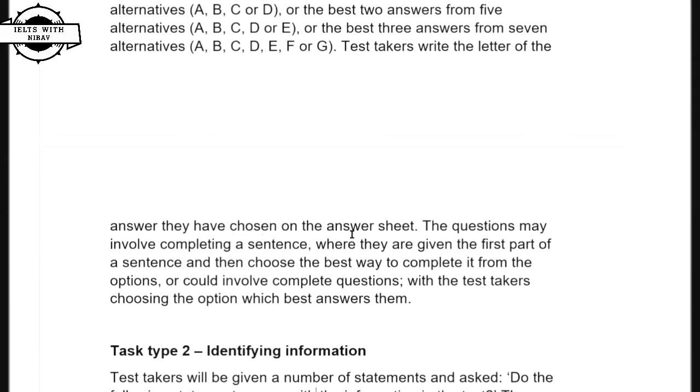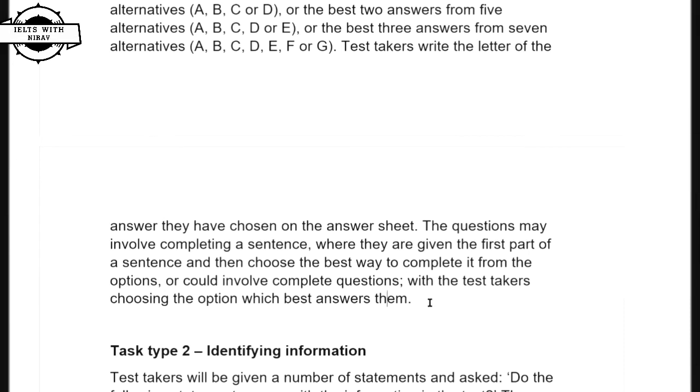Write the answer you have chosen on the answer sheet. The questions may involve completing a sentence, where they give the first part of a sentence and you choose the best way to complete it from the options, or they could be complete questions, with the test taker choosing the option which best answers them. Most of the time you will get a question like this: there will be a half sentence and you need to complete it. So you have to select one option from those given and complete that sentence. So this is all about multiple choice questions.